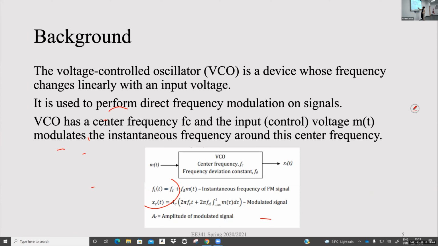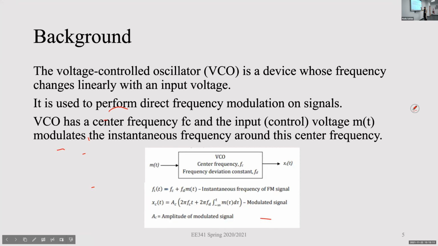Maybe in electronics you will study this hardware, but for communication, this is a device which is used to change the frequency according to the input. Okay.